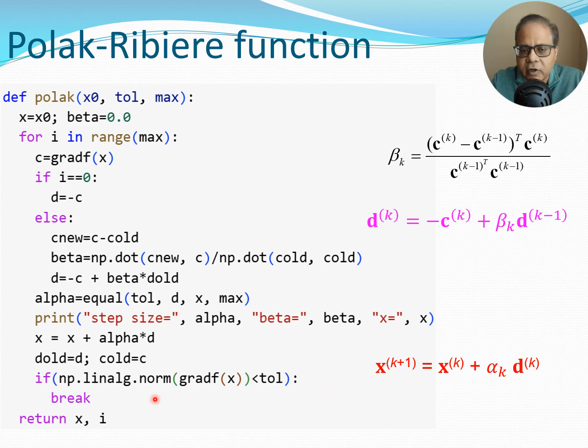And then I invoke this logic for convergence, that is, if the norm of the gradient vector is less than the tolerance value which I have sent in, the small number, then I break out of this for loop and I return x and i.